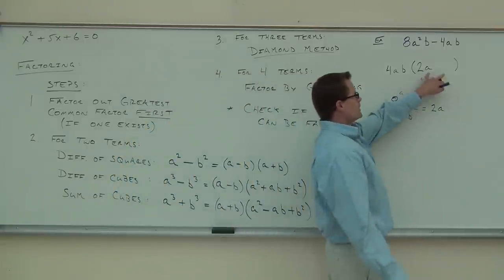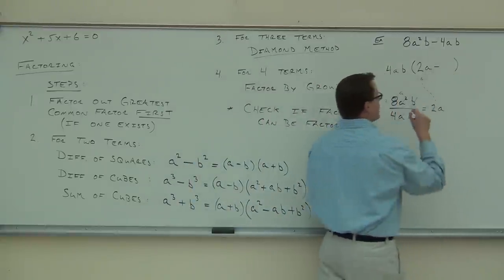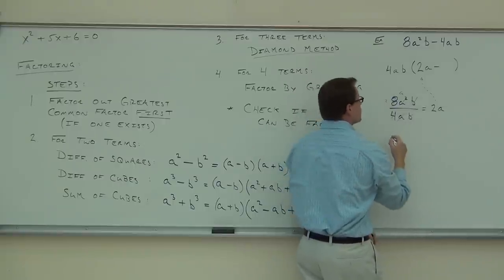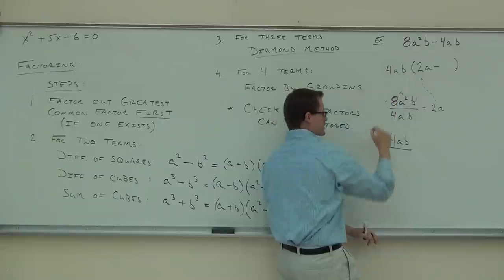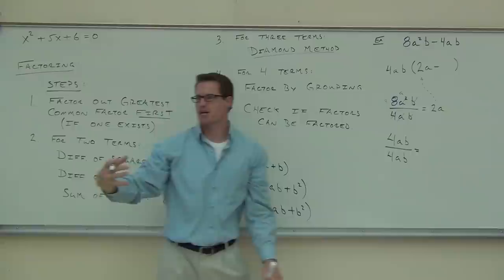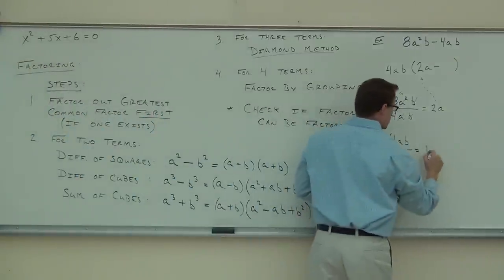What's going to go after the 2A? Minus, very good. We have to have the minus. And then in order to figure out what goes here, we do the same thing with the second term. You can do this as well. We'll take our 4ab, we'll divide it by our greatest common factor, 4ab. But guess what? We have the same thing over the same thing. How much is the same thing being divided by the same thing? That's always 1.